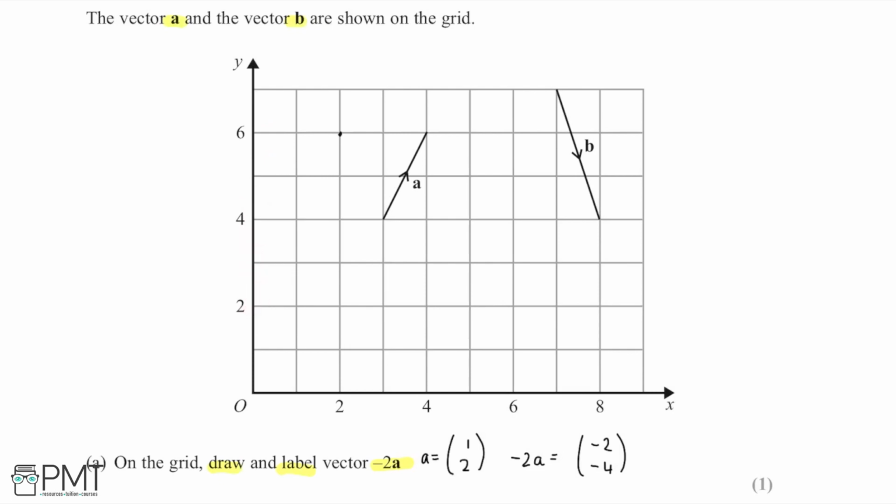So I can just connect these two dots up with this line, and I need to make sure I label the vector, so I'm just going to draw the arrow of the direction because we're going -2, -4, it's going to be downwards, and I can label this as the vector -2a here to gain me the mark.